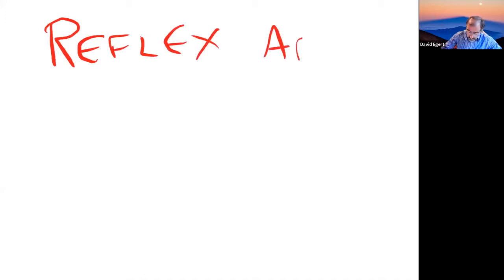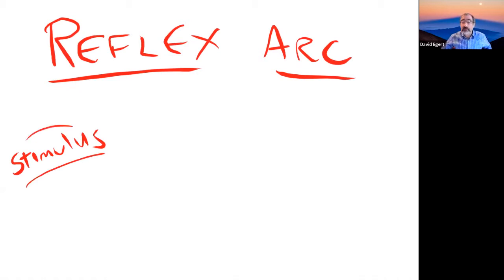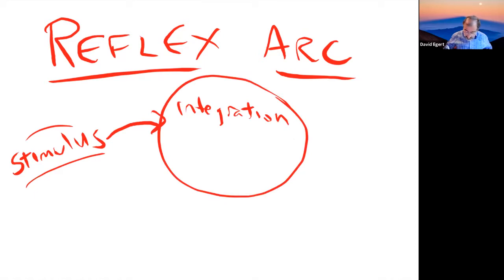So it all starts with this idea of a reflex arc, which is an idea you've been introduced to already in lecture when we were describing the overall structure of the nervous system. The basic idea of the reflex arc is there is some stimulus, which ultimately has to be detected by the sensory division of your nervous system. Then there's some integration. Integration means figuring out what to do. This is usually either the brain or the spinal cord. And then there's some response.